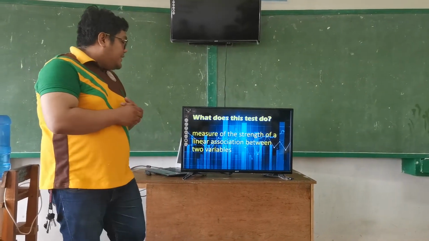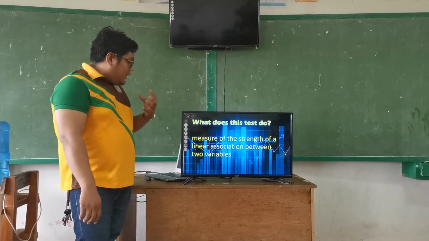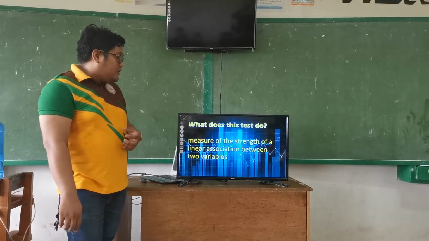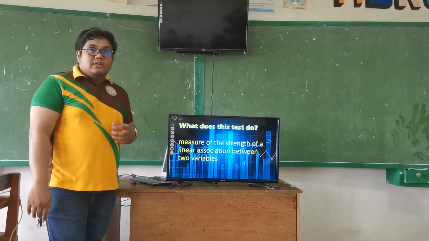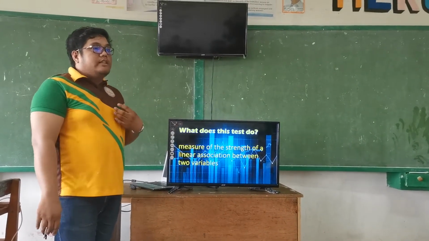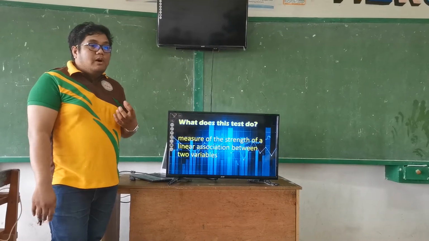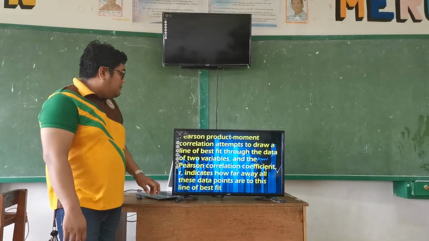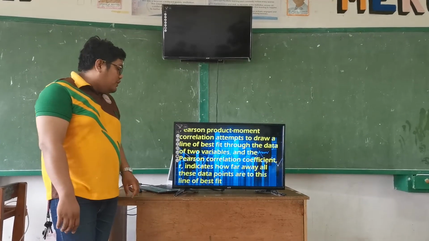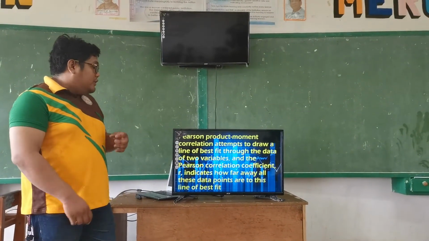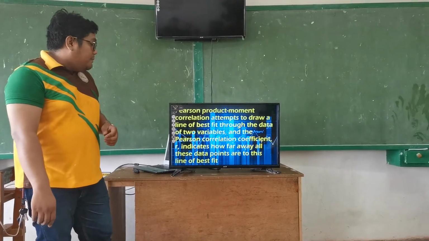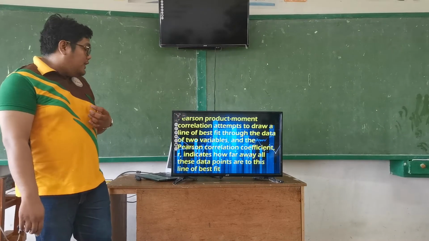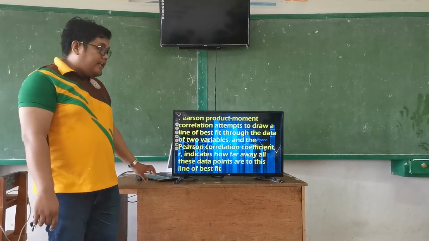Now, what does this test do? As I said earlier, this measures the strength of a linear association between two variables. With this Pearson R, we can determine if one variable affects the other in a linear manner. Pearson product moment correlation attempts to draw the line of best fit through the data of two variables, and the Pearson correlation coefficient R indicates how far away all these data points are from this line of best fit.